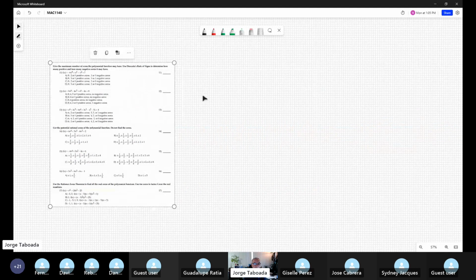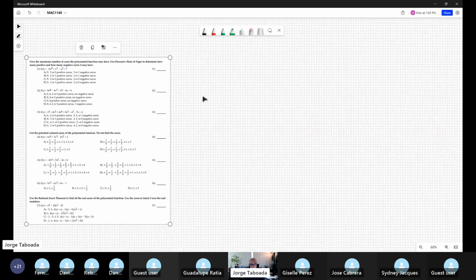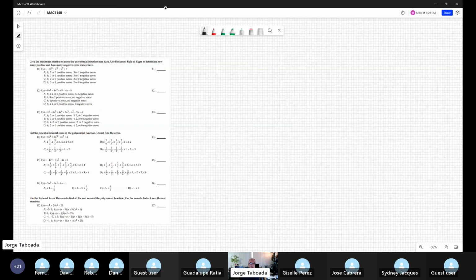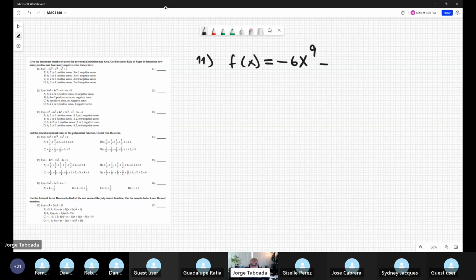This is the Descartes rule. The Descartes rule is super easy. Let me try to do 11. Look, 11 is a polynomial. The polynomial is minus 6x to the 9th power, plus x to the 5th power, minus x squared, plus 7. So what is the analysis?